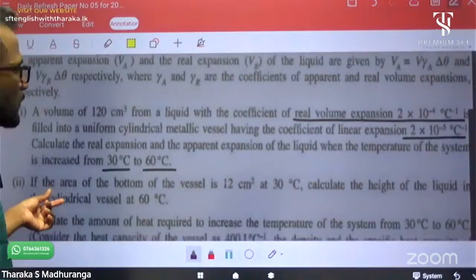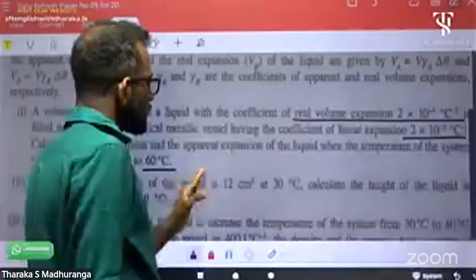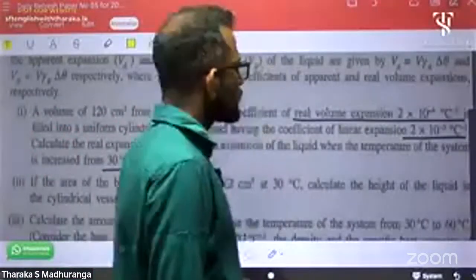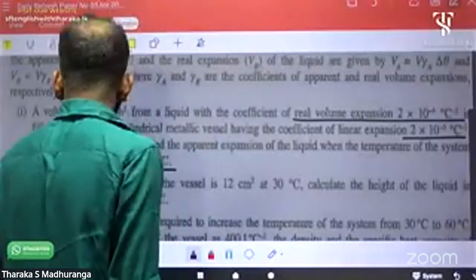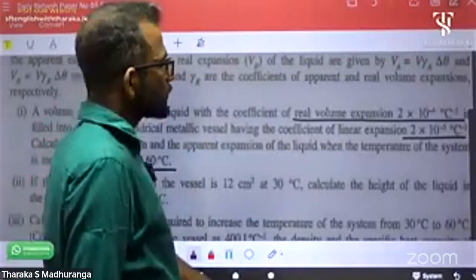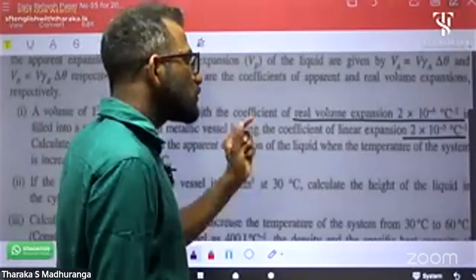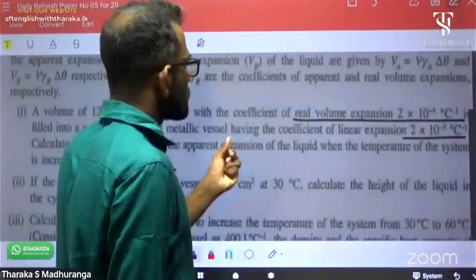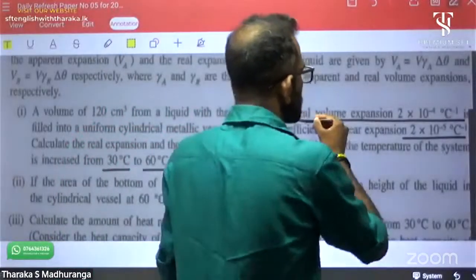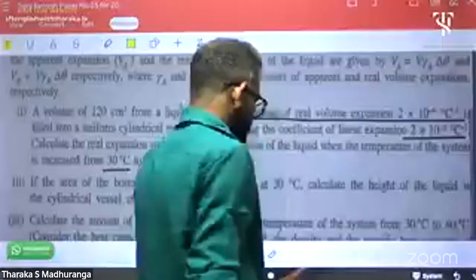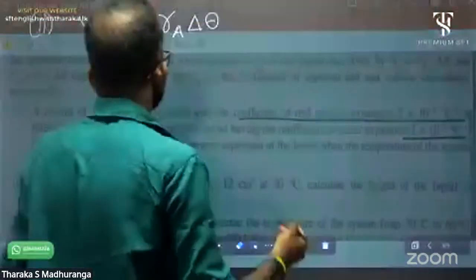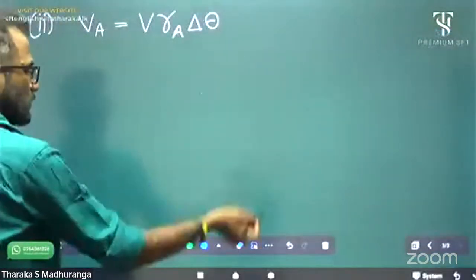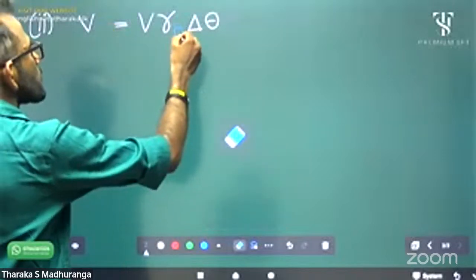The question: the real expansion and the apparent volume expansion. Calculate the real and apparent expansion of the liquid when the temperature increases from 30 Celsius to 60 Celsius. Okay, first of all, you can calculate the real volume expansion. The real volume expansion coefficient is given. The coefficient of real volume expansion. Then I will change it into real volume expansion.